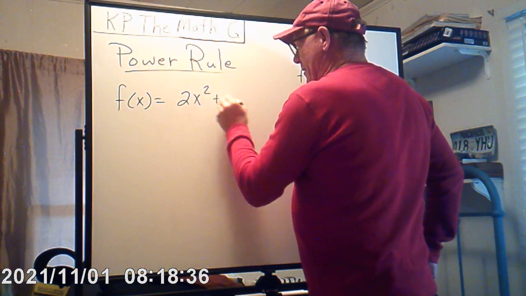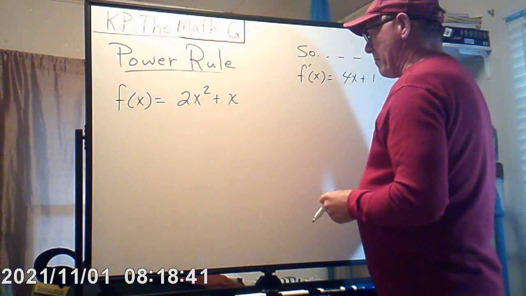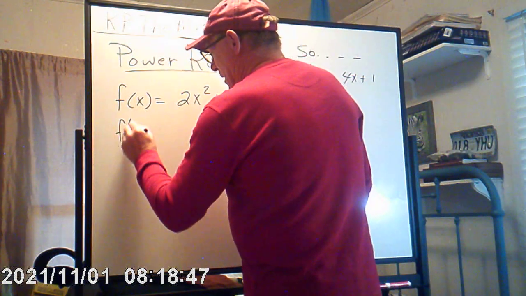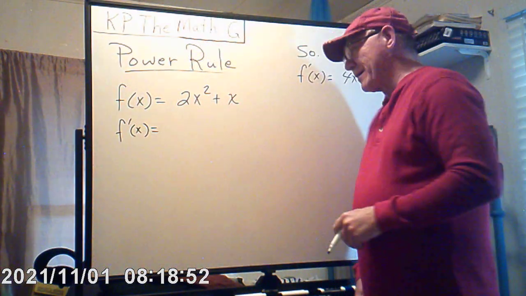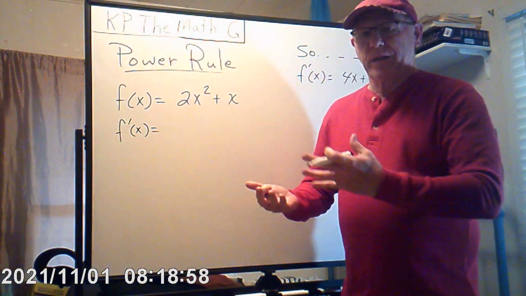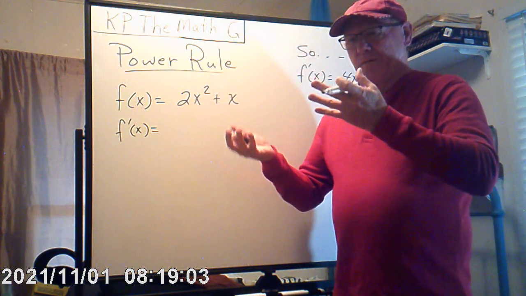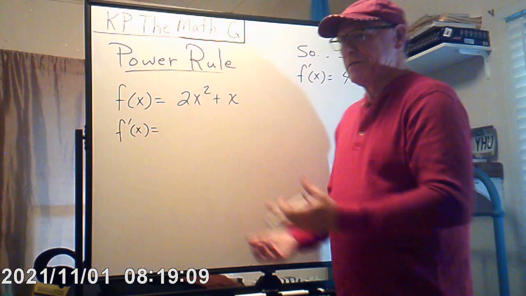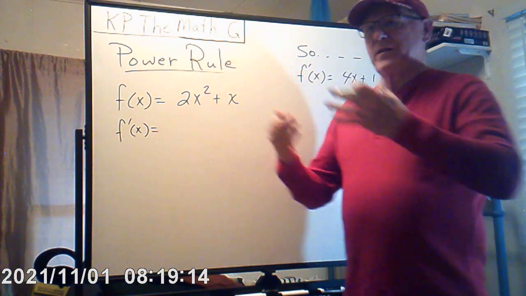2x squared plus x. Okay, that's what we originally have. Now f prime at x. Now you're going to be saying, KP the math G, why couldn't we do this from the first? You want to learn how things are done from an original. If we started with the limit and the limit leads to a derivative, then let's use the limit to find the derivative. Okay? That's what you do that for, so you can see the origin of things.